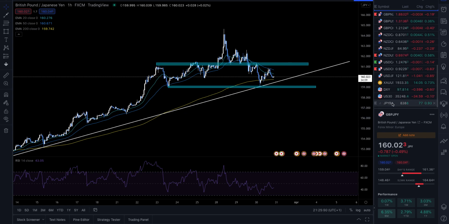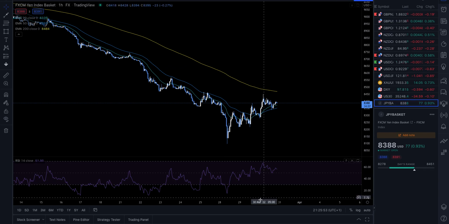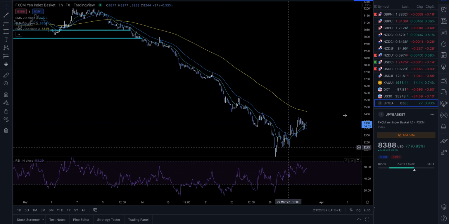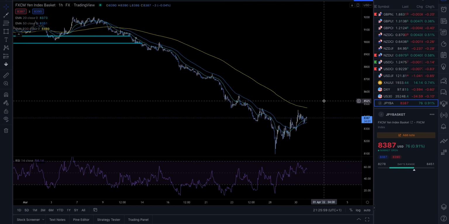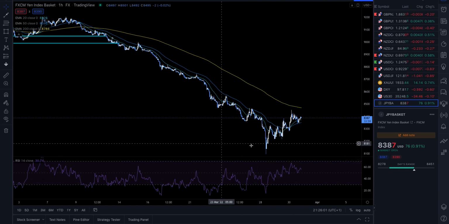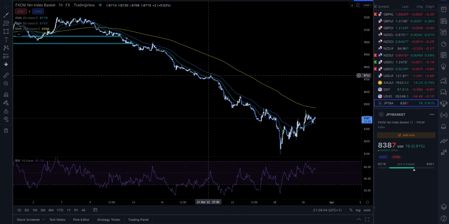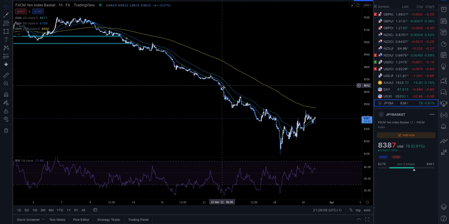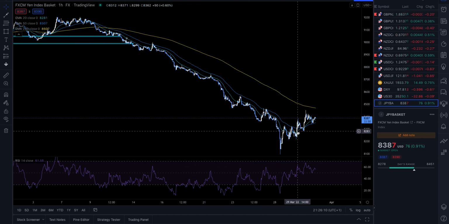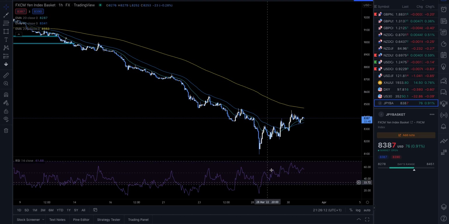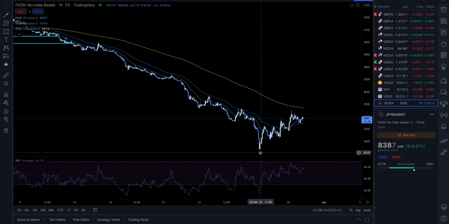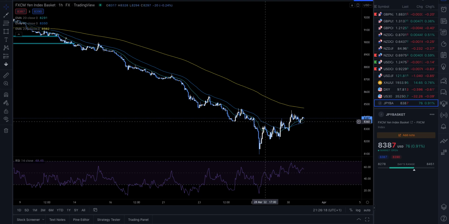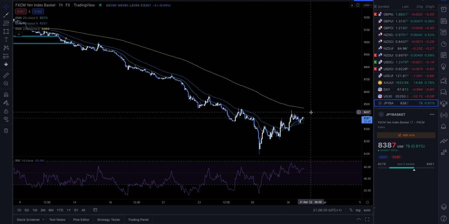So if we have a look at the JPY basket on here, we can have a look to see what the Japanese yen strength is looking like. And pretty much in the inverse fashion to GBPJPY, we're in a very, very clear downtrend, and we have been for quite some time, showing that the JPY strength is just weakening and weakening and weakening. More recently, we have been in a bit of an uptrend. The lows have been becoming higher each time, and the highs have become higher each time too.